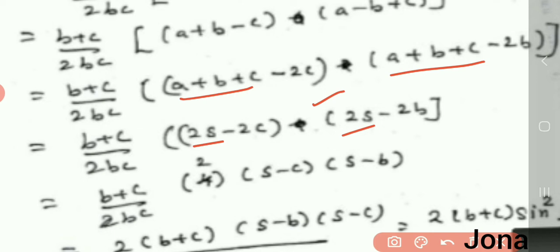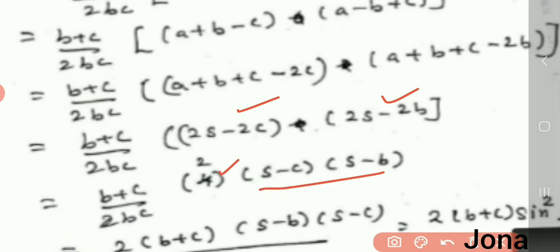So here 2 is common, so take 2 from the first bracket and take 2 from the second bracket also. Therefore it becomes 4 now. So the remaining factors are s minus c into s minus b. Here I can cancel this 2 and 2, and here I can cancel that, and then the remaining things are 2 of b plus c divided by bc into s minus b into s minus c.